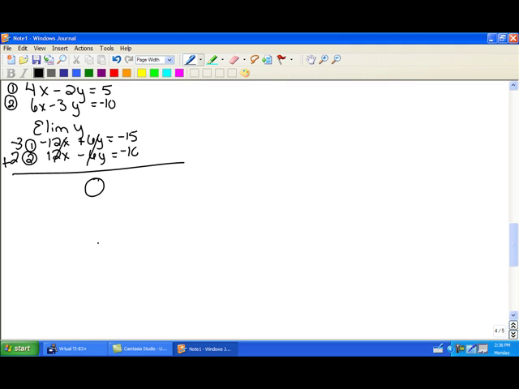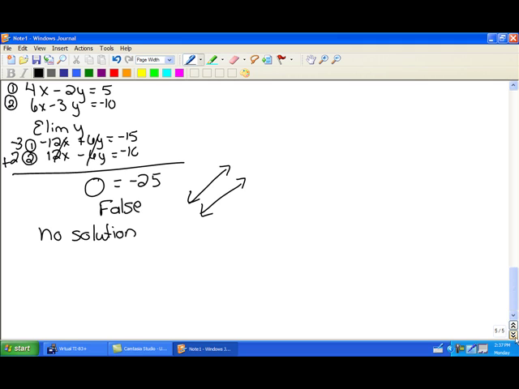Notice when I add those together, my x terms cancel out, and so do my y terms. So my left-hand side is just going to be 0. My right-hand side is going to be -15 plus -10, or -25, excuse me. 0 equals -25 is a false statement. That is not true. That means if we were graphing these, the lines would be parallel lines. No solution to this problem. Again, when your letters drop off and your answer is false, there's not going to be a solution.